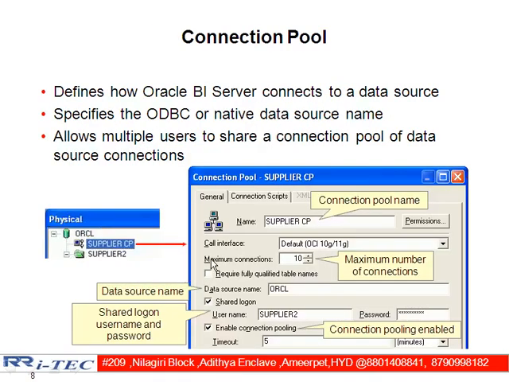Next, connection pool. Already people are aware of it. What is a connection pool, right? It defines how Oracle BI Server connects to the data source. Next, it specifies the ODBC or native data source. I said already two types of things are there, either ODBC or native connection. First priority goes to native, second priority goes to ODBC.